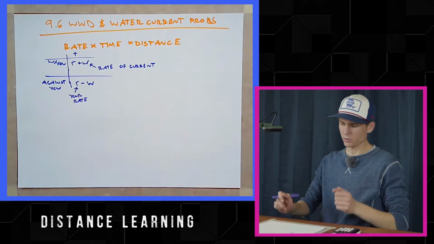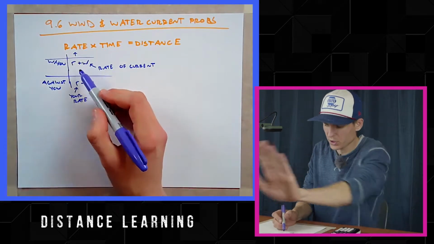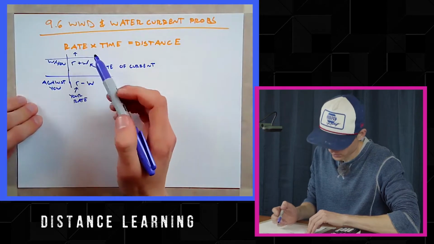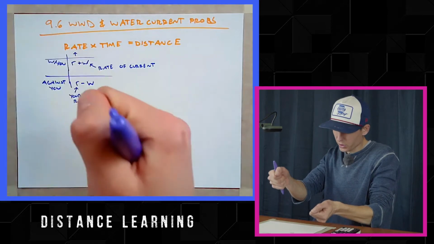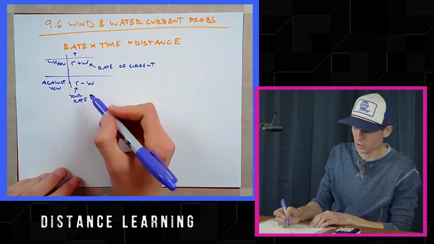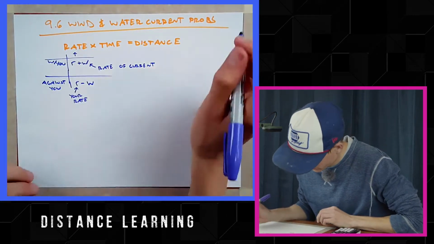So obviously, if you're running and someone helps push you, your total rate will be a little bit faster. If you're running and someone's pulling your shirt back, you're going to go a little bit slower for your entire rate.